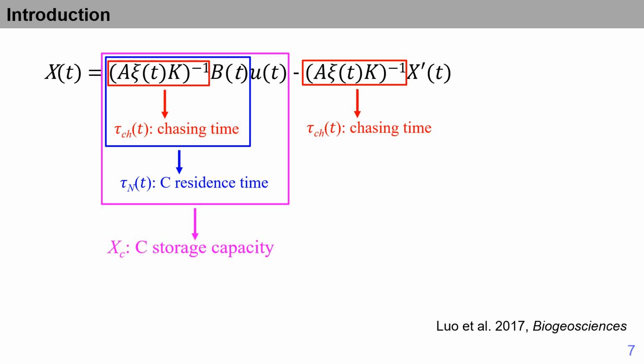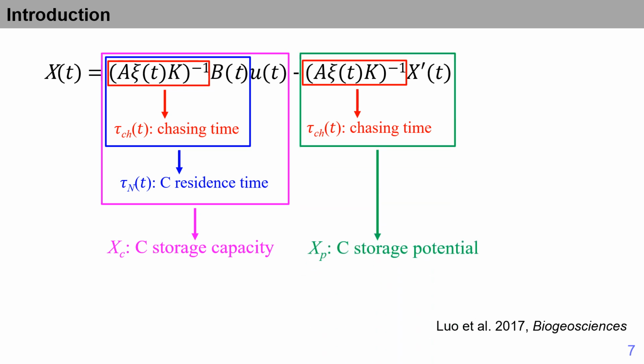The product of chasing time and carbon pool change, net carbon pool change on the right side, represents redistribution of net change of individual pools in a network. This redistribution of net carbon pool change indicates the potential of an individual pool or the whole ecosystem to gain additional carbon or lose carbon. Therefore, we call it carbon storage potential.